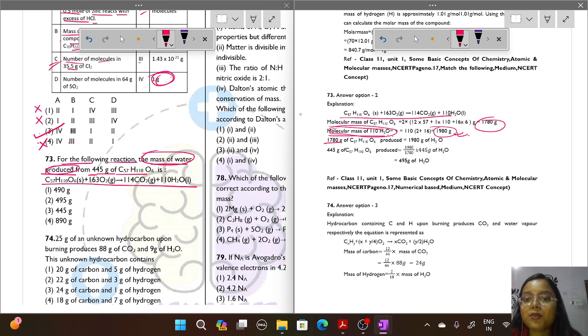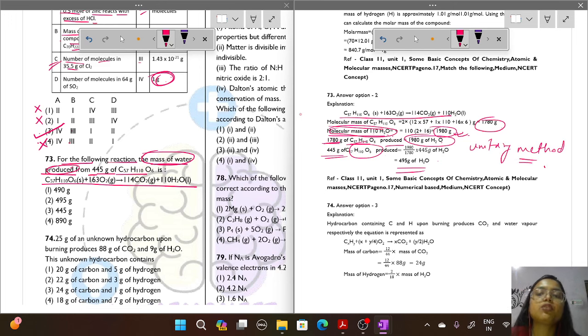Now, 1780 gram of C57H110O6 produced this much gram of water. So how much will 445 gram of C57H110O6 produce? It will produce 495 gram of H2O. So this is a unitary method based question. Simply the unitary method we have to follow for solving this type of question, which gives 495 gram, option number 2.